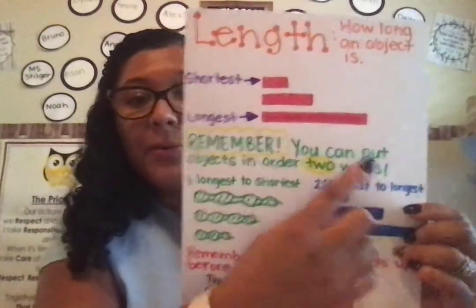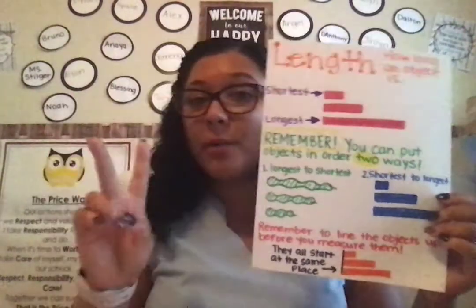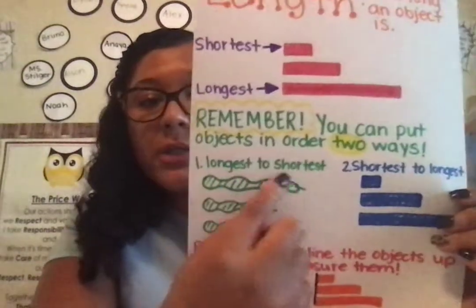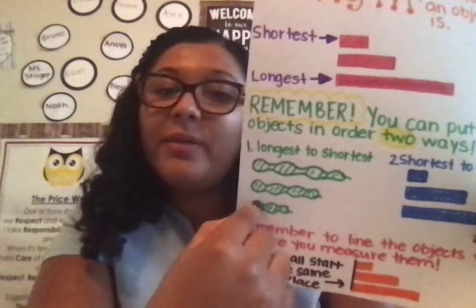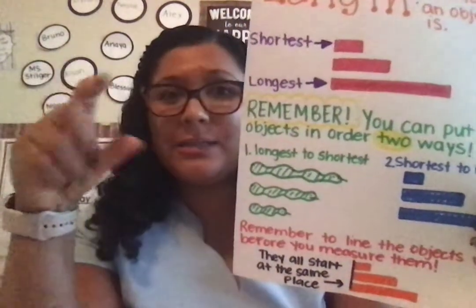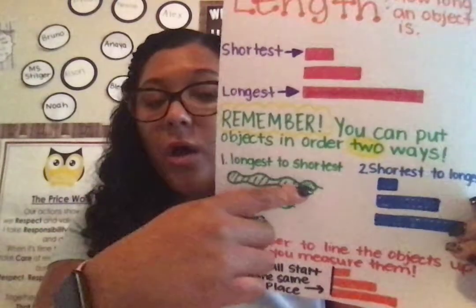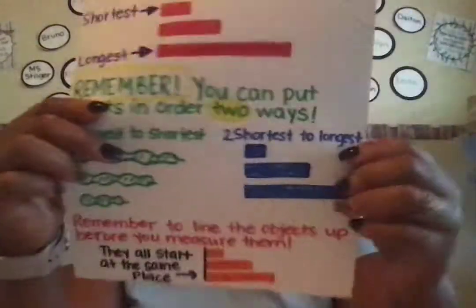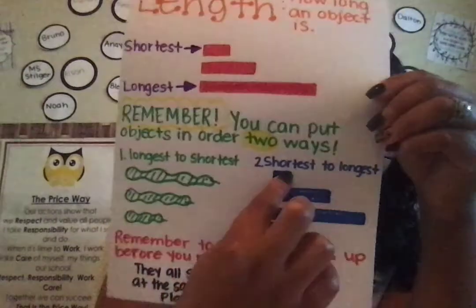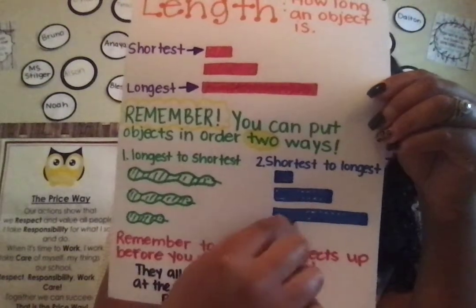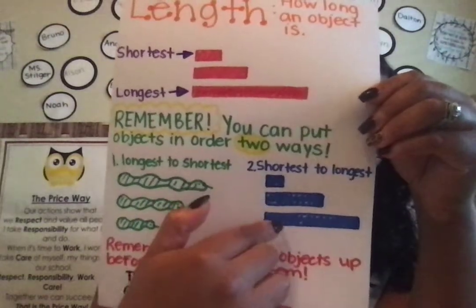So remember, you can put objects in order two ways, okay? You can order them from longest to shortest. So this snake is the longest. And then this one's kind of medium, right? And then this snake is the smallest, the tiniest, the shortest, okay, of the three. So that's long to short. I can also compare things by going shortest to longest, okay? So this one is the shortest bar of the three. This one's kind of medium, and this is the longest bar. So it goes from short to long, okay?